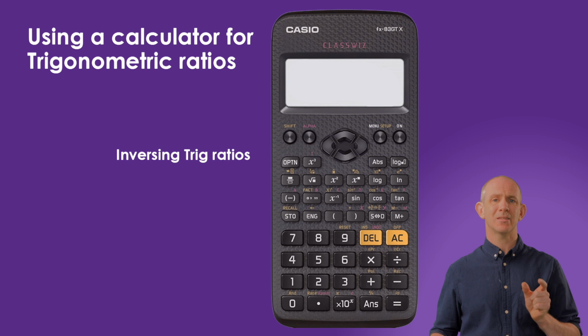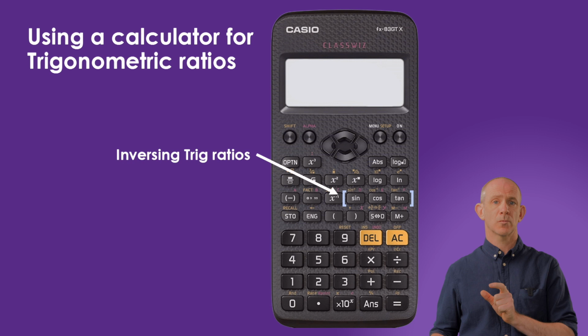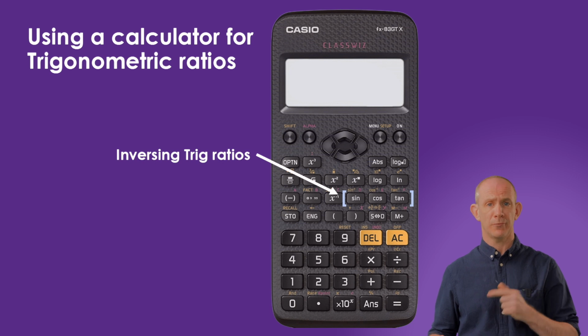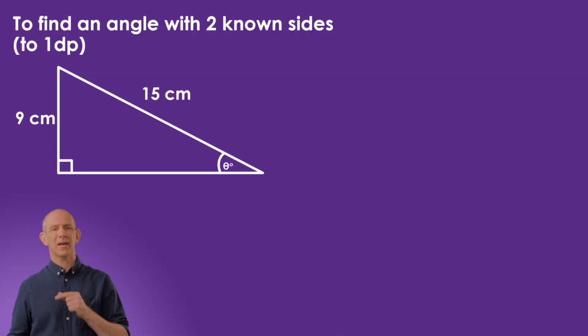Now, in order to get the inverse of these ratios, what we'll need to do is press the shift button and then the button that it refers to. This will give us the ratio with a power of -1, which you can see written in orange above their buttons. Let's look at how that is used when rearranging the equation to find an angle.